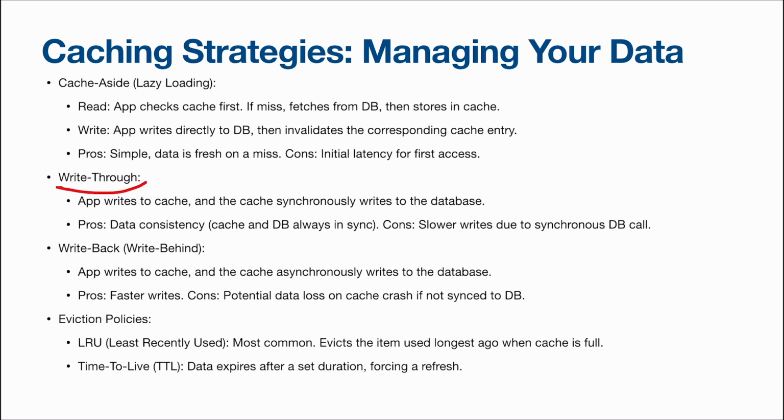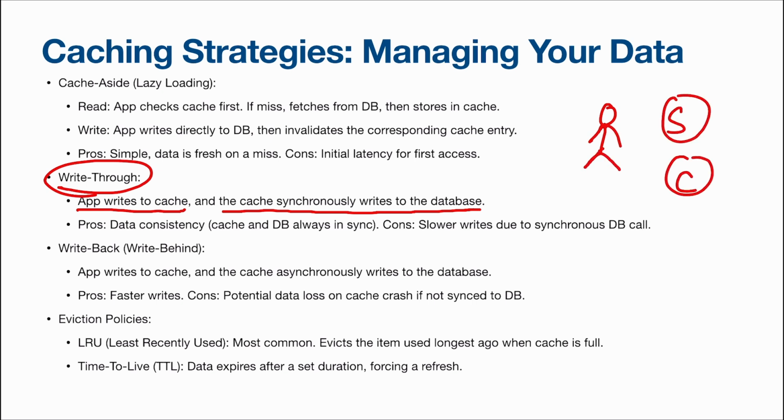Our next strategy is write through. In the write through strategy, an app writes to the cache, and then the cache synchronously writes to the database. So whenever there is a client and there is a server, this is a cache, this is a DB. Whenever we first write something, the server first writes to the cache. So this is 1, this is 2, and then the cache will synchronously write to the database. So here the cache itself is responsible for writing.